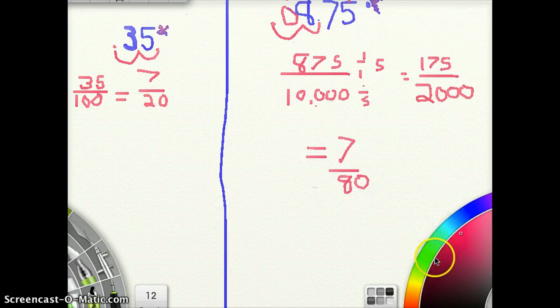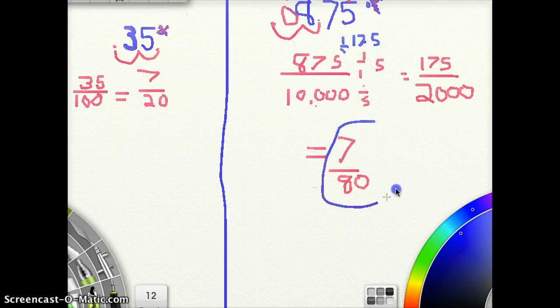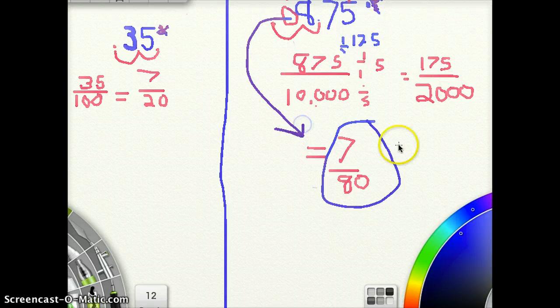Now, we could have gone to the start here. If we would have known 125 was the greatest common factor, we could have divided the numerator and denominator by 125, and that way in one step ended up with our final answer, which is 7/80. So 8.75% as a fraction in simplest form is 7/80.